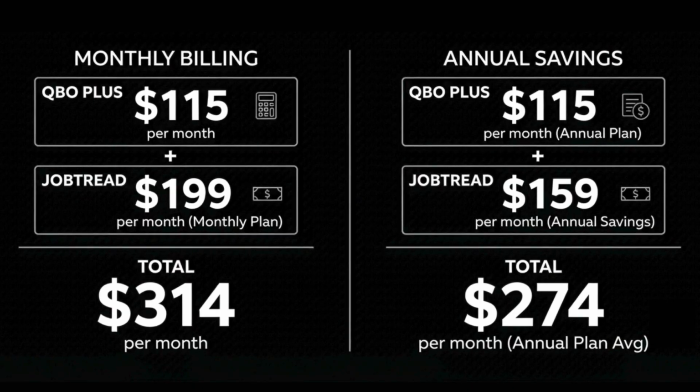So QBO Plus is $115 a month. JobTread, which is one of my favorite project management tools for contractors, right now runs about $199 to start. That puts you around $314 a month combined on monthly billing, or $274 if you do yearly. QuickBooks Online Advanced with the construction module, once the 12-month free trial period ends, is going to run you $275 a month plus whatever the module add-on costs on top. You are in a similar price range and you're getting a lot less on the project management side.